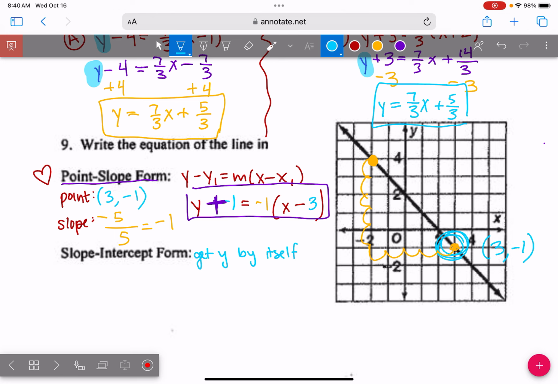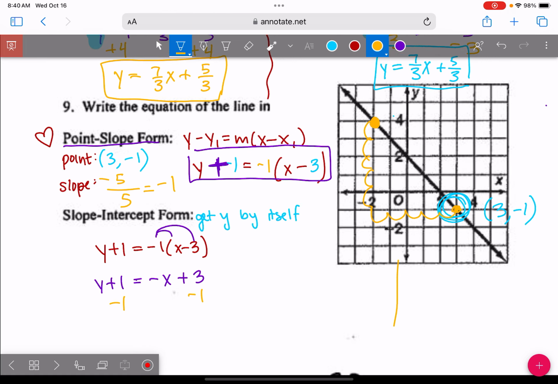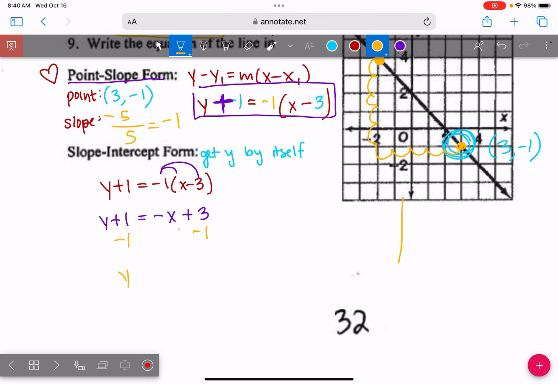So I'm going to copy this down. So I have y plus 1 equals -1 x minus 3 here. And I'm going to get y by itself. So I'm going to start by distributing my -1 to both things. So I have y plus 1 equals -x plus 3. And now my last step is to subtract 1 from both sides, only subtracting it from my constant. So I have y equals -x plus 2. Now, let's compare this. So here's my equation in slope-intercept form.